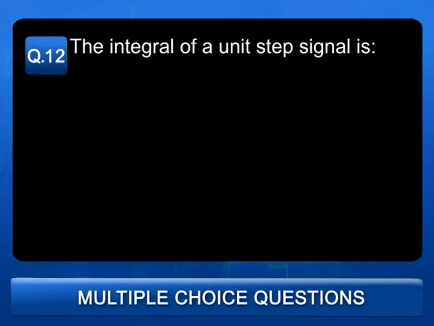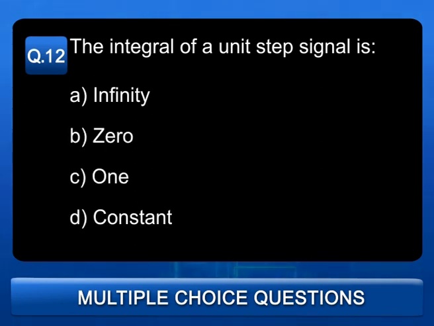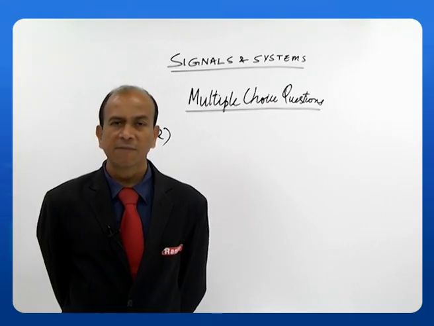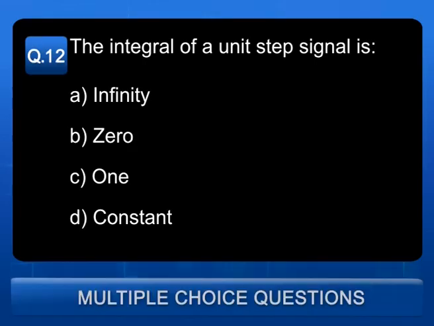Question number 12. The integral of a unit step signal is: A, infinity; B, 0; C, 1; D, constant. The answer is, if I integrate a unit step signal, I will get the answer as C, that is, 1.